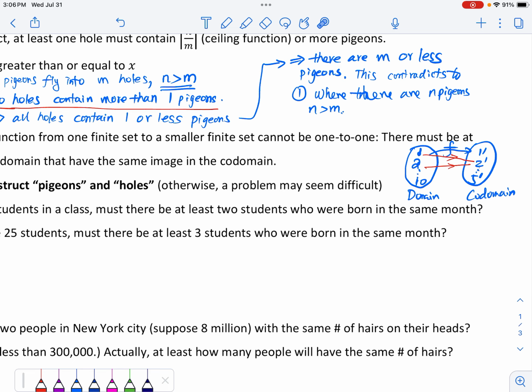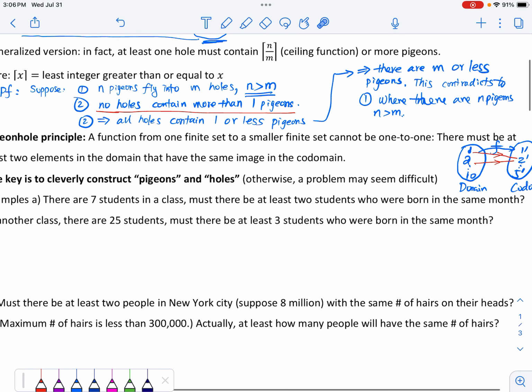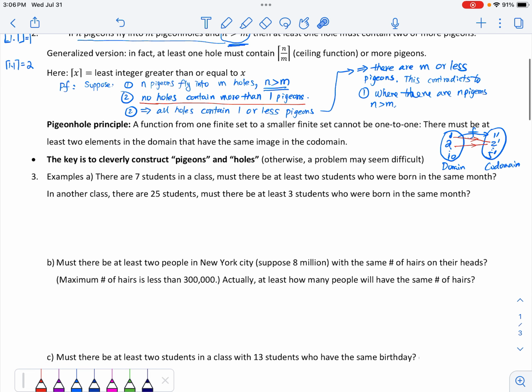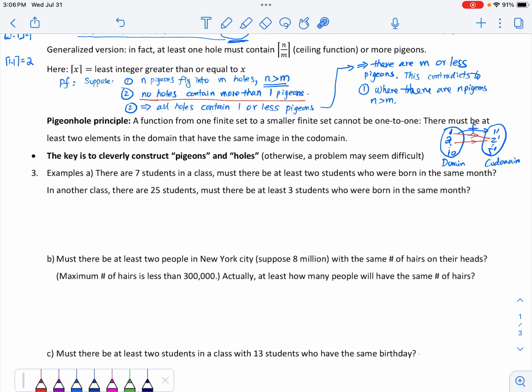So this is what the pigeonhole principle says. In the next video, we are gonna introduce how to use this principle to solve some problems that sometimes can be very difficult to solve.